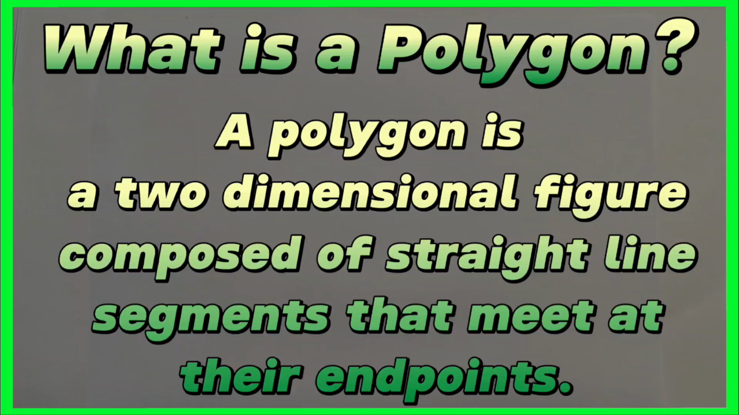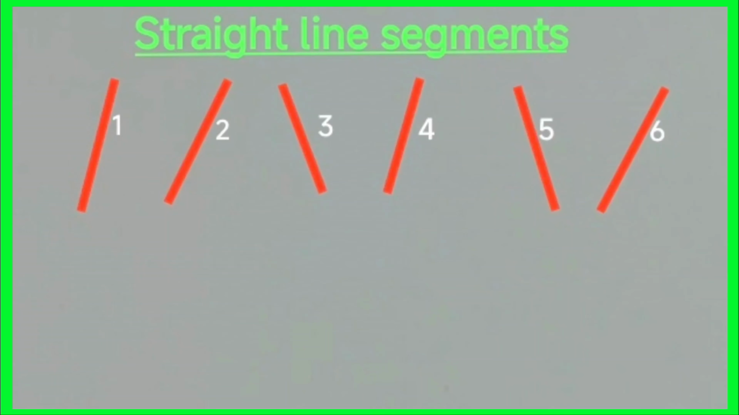What is a polygon? A polygon is a two-dimensional figure composed of straight line segments that meet at the endpoints. So when I talk about straight line segments, this is what I mean. From whatever I've captured here, I've got 6 straight line segments.